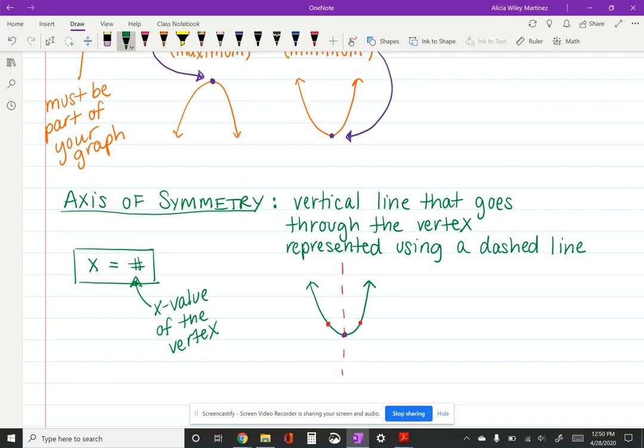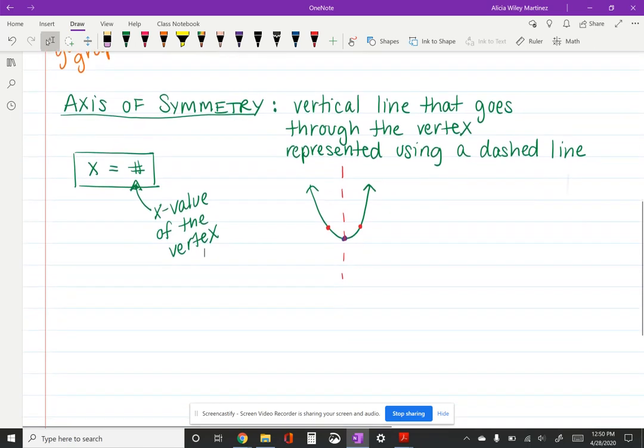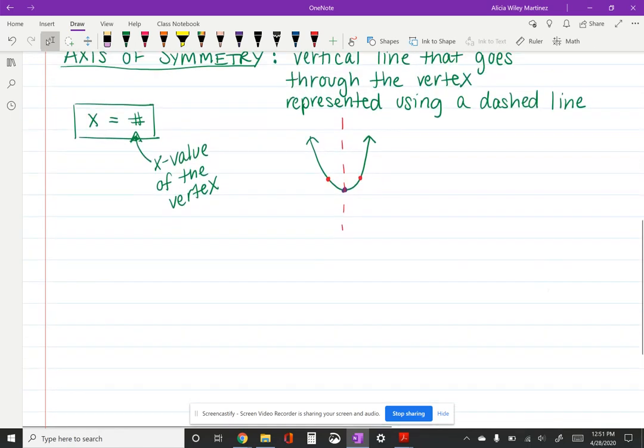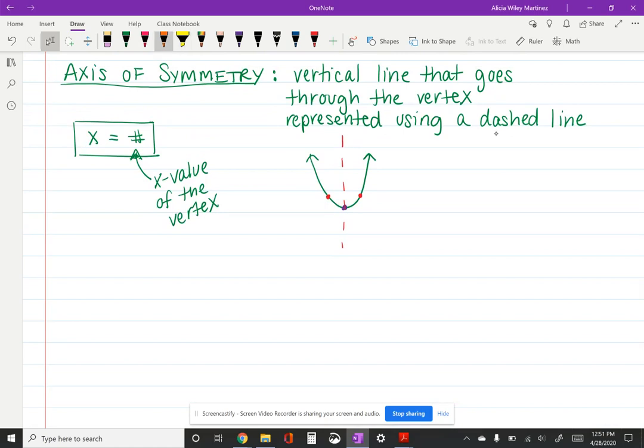Okay, and as we go through this unit, we will talk more and more about these things, so you will become more and more familiar with them. For right now, this is just vocabulary. So let's talk about other key parts of a quadratic graph, and those are what we call the intercepts.